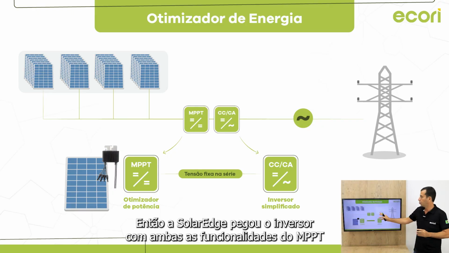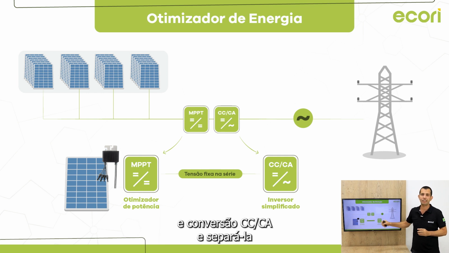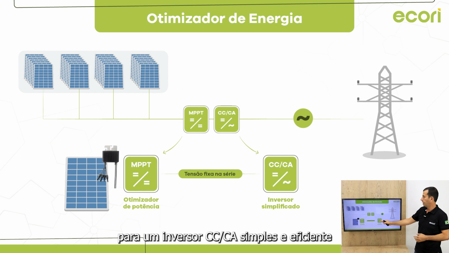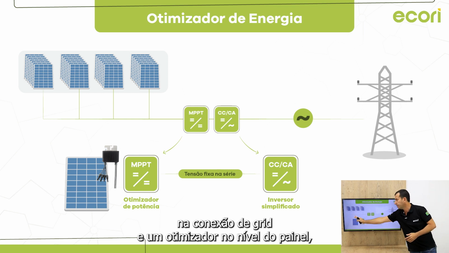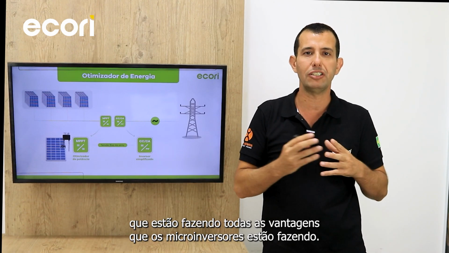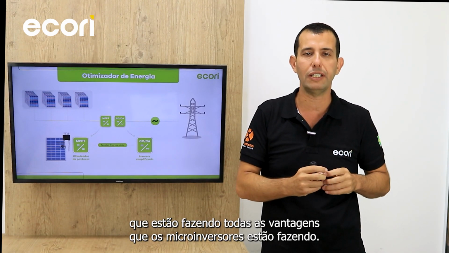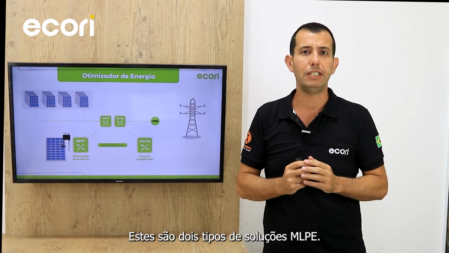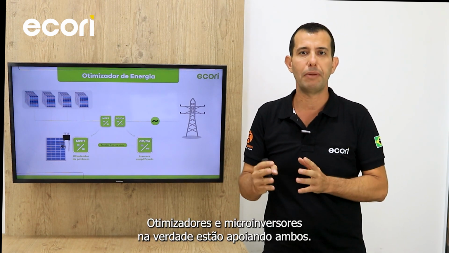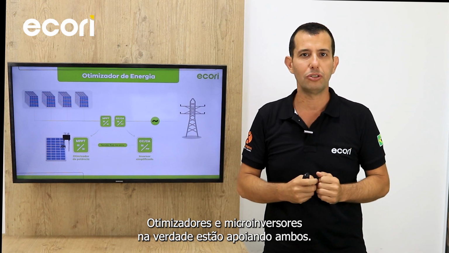So SolarEdge took the inverter with both functionalities of MPPT and DC to AC conversion and separated it into a simple and efficient DC to AC inverter at the grid connection and an optimizer at the panel level, which are doing all the advantages that microinverters are doing. These are two kinds of MLPE solutions, optimizers and microinverters. Ecori are supporting both of them.